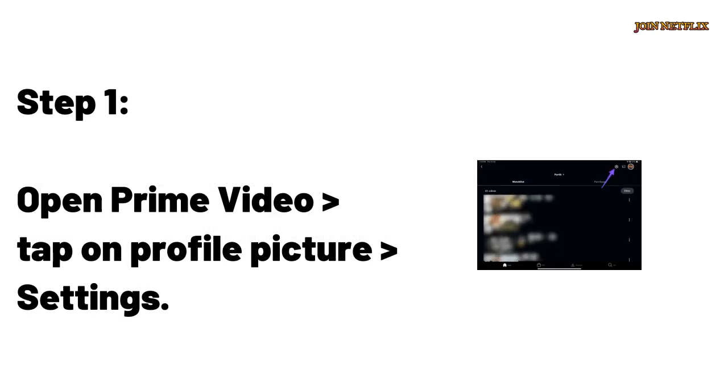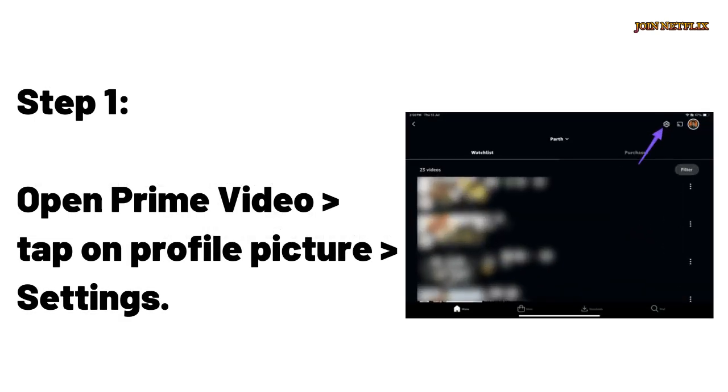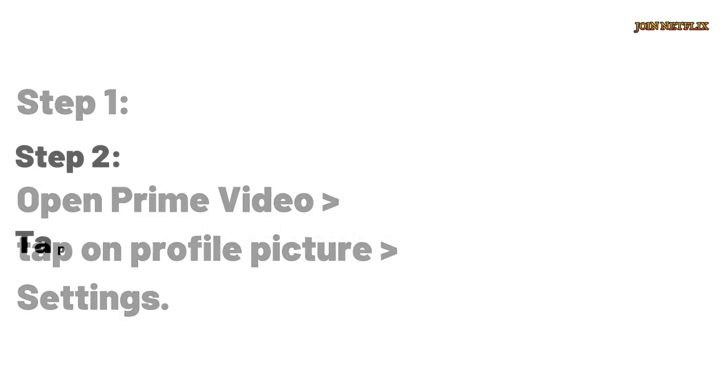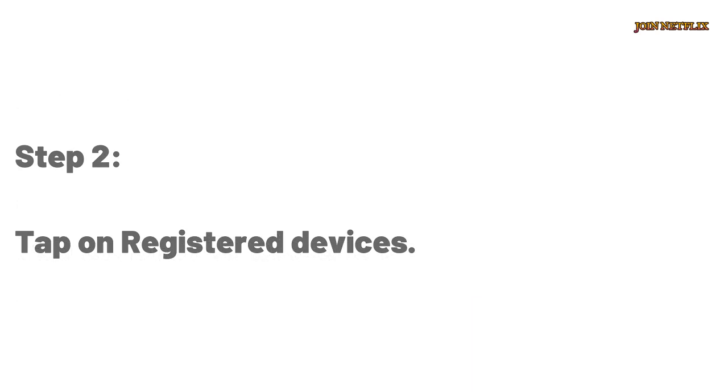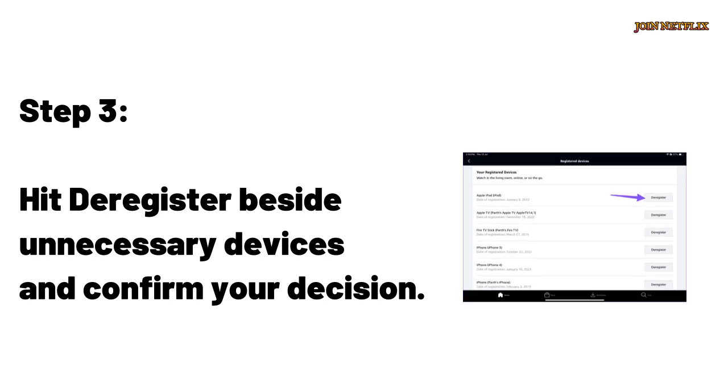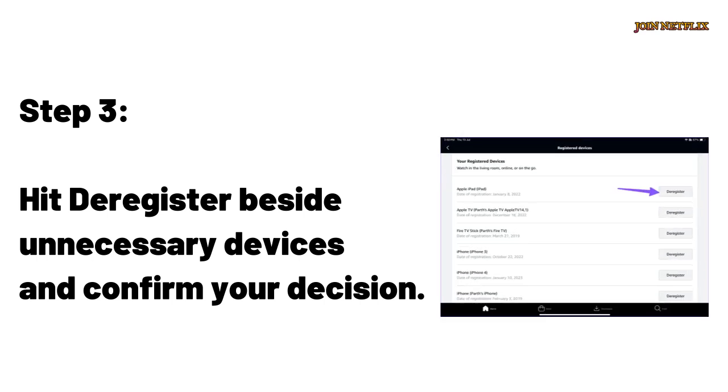Step 1. Open Prime Video, tap on the profile picture, then Settings. Step 2. Tap on Registered Devices. Step 3. Hit Deregister beside unnecessary devices and confirm your decision.